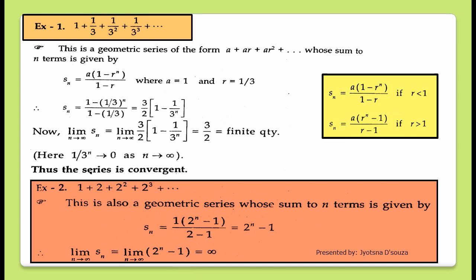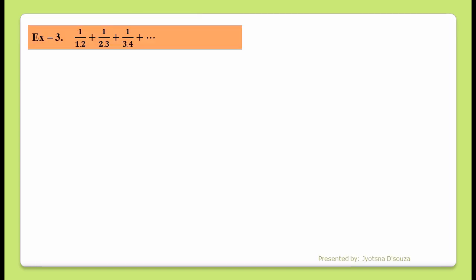Let us see the third example. Here the series is 1 by 1 into 2 plus 1 by 2 into 3 plus 1 by 3 into 4 plus etc. This series is given, and we have to find out the nth term of the series, so that when we add the first n terms, we get the value of Sn. So first we will write down.